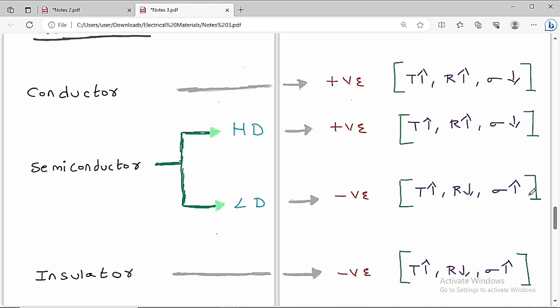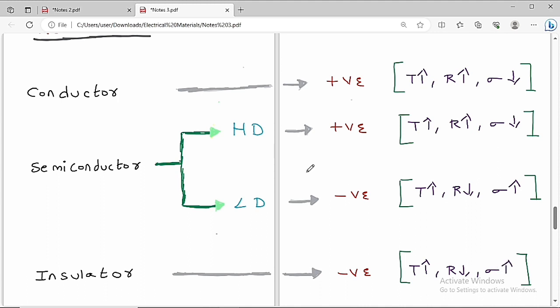Current will increase. Okay. Whereas the insulator is going to have the negative temperature coefficient for resistance. So as temperature increases, the resistance will decrease. Therefore, the current will increase, as you can see clearly from this picture.